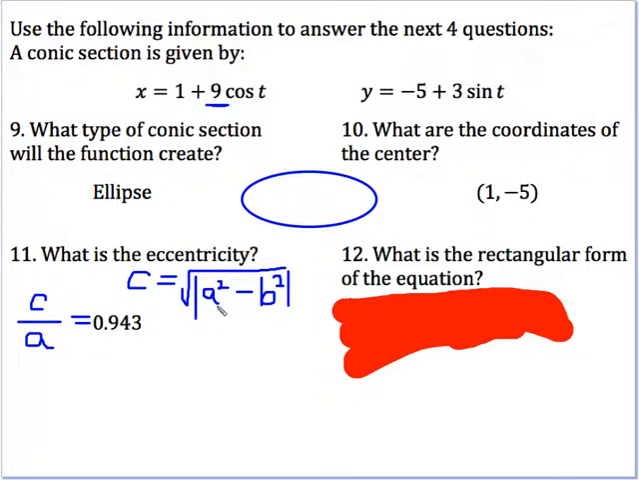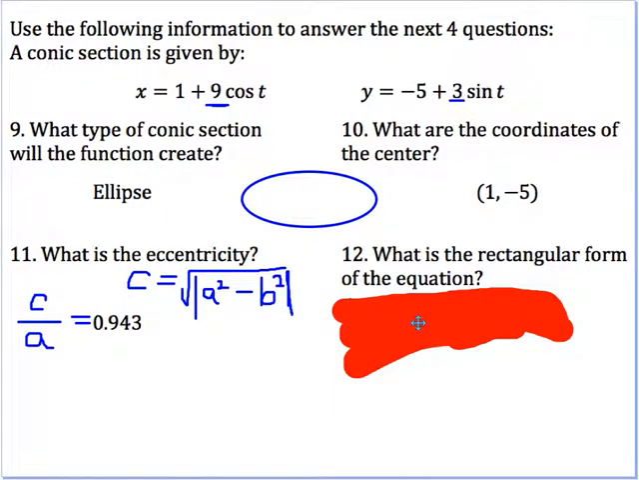Absolute value. Remember, you only have to worry about these absolute value lines if your A is smaller than your B, and in this case, my B is smaller than A, so I don't have to worry about absolute value signs. But just be aware you might have to take care of those. You might have a B value here that's bigger than your A value.